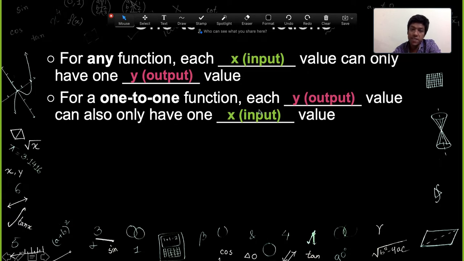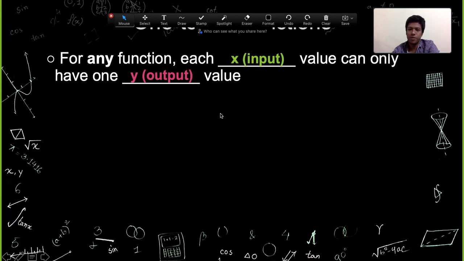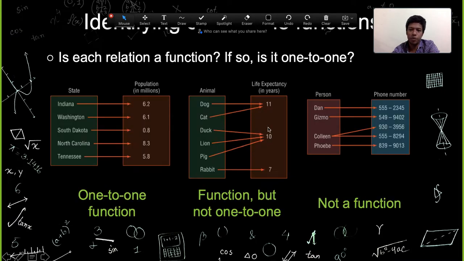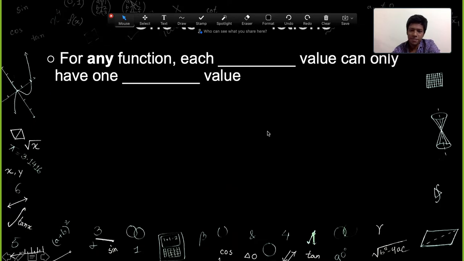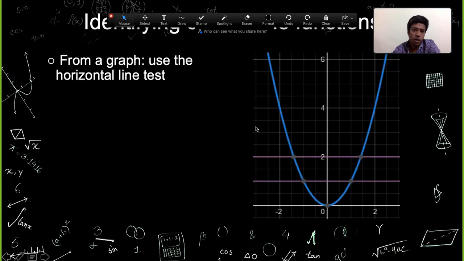Actually, this also means that each y value can have only one x value. That means they cannot have a common y value. Two or three x values cannot share one y value. Like this, they cannot have a common y value. This 10 is common for three of them. So this is not possible in a one-to-one function. So this is how we understand.